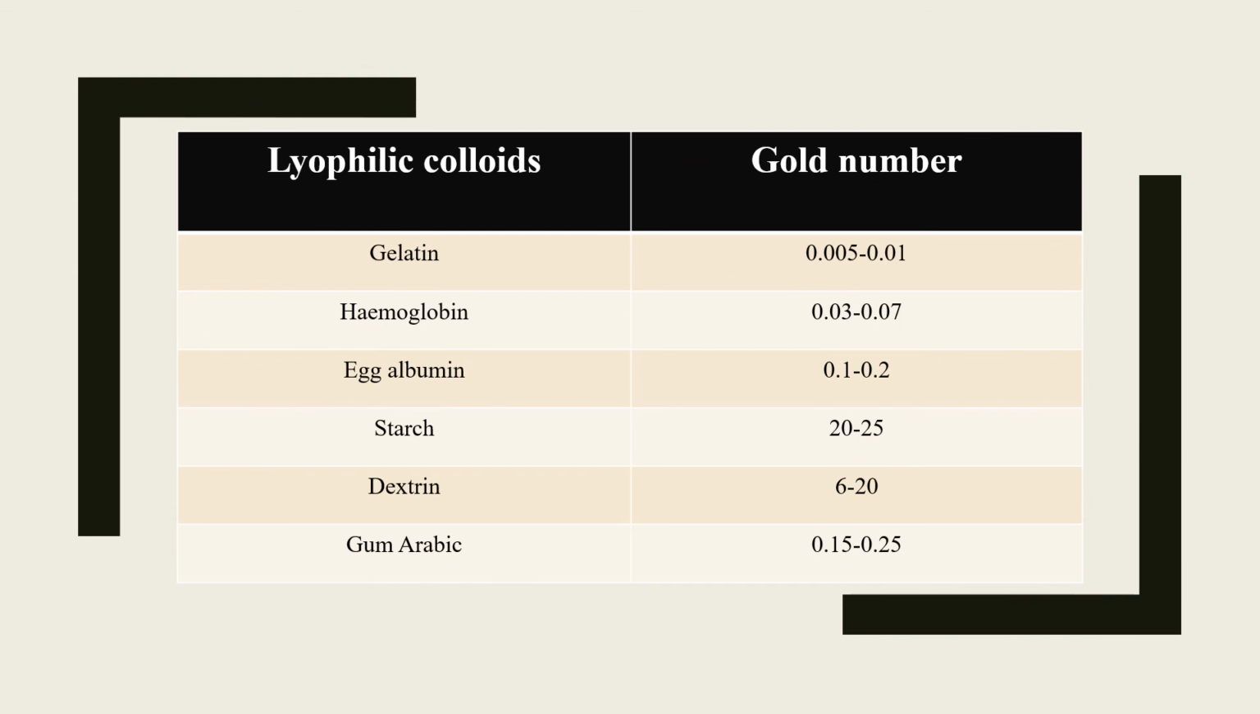So here are some lyophilic colloids and their gold numbers: gelatin, hemoglobin, egg albumin, starch, dextrin, gum arabic. So from this table, we can conclude that since gelatin has a very small value of gold number among all these lyophilic colloids, gelatin is the best protective colloid, because smaller the value of gold number, greater will be the protecting power of that colloid. So gelatin will have the greater protective power to protect the colloid.